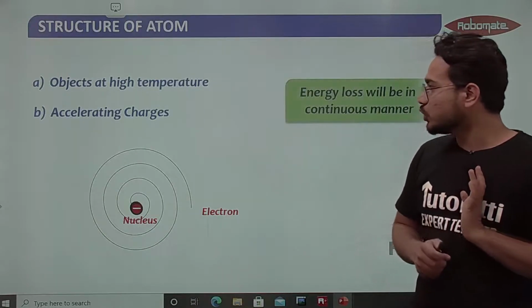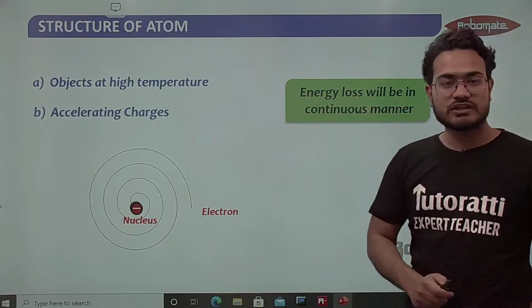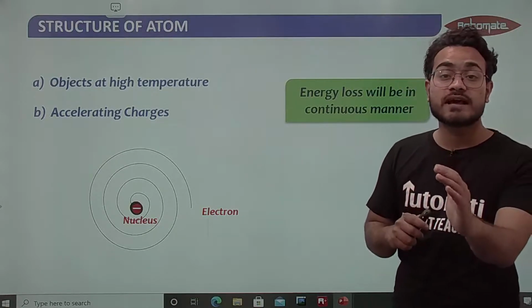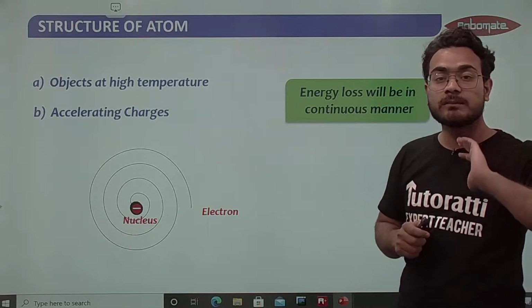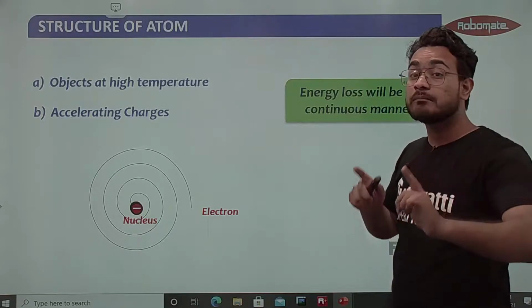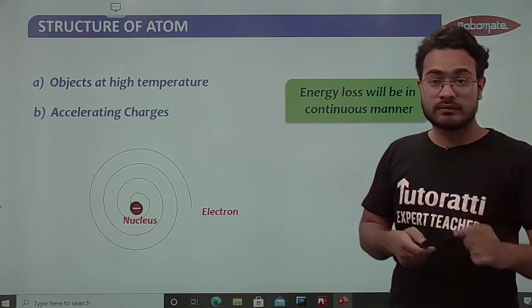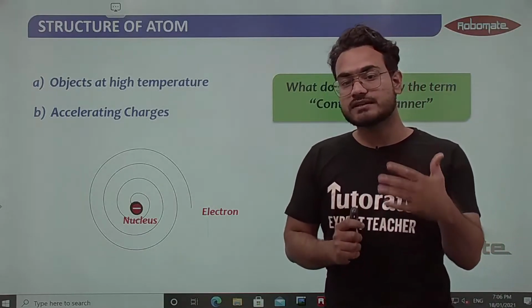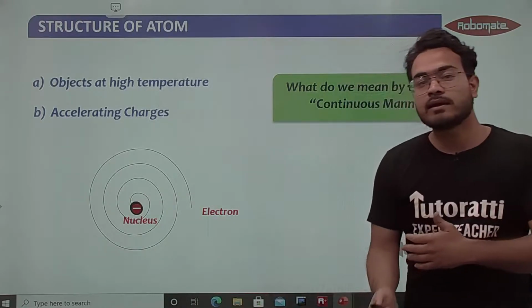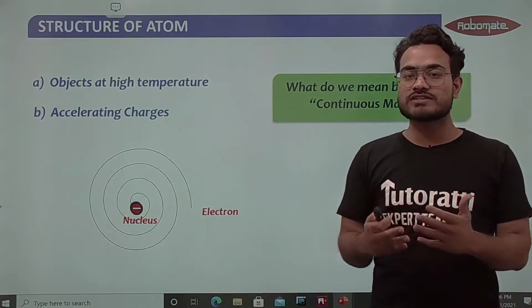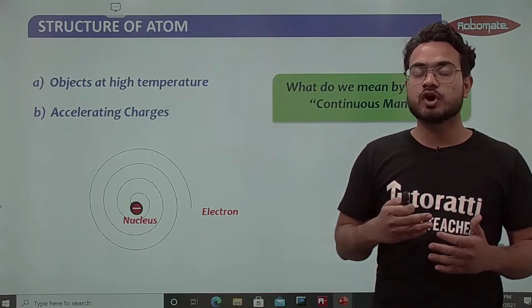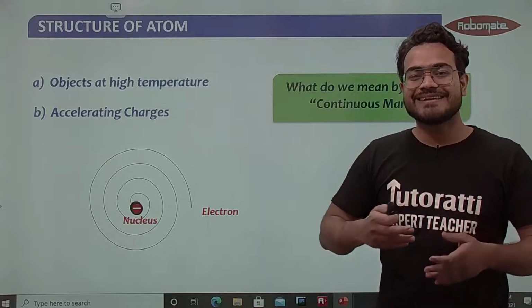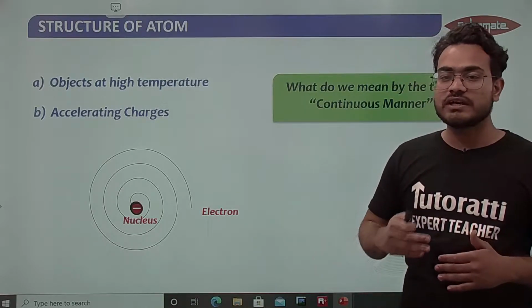So the electron will lose energy in a continuous manner. Who told us that? Maxwell told us that. Why am I repeating it? Because it is very important to know that Maxwell said this. The next thing is, what is the meaning of continuous here? I am saying that the electron loses its energy in a continuous manner.